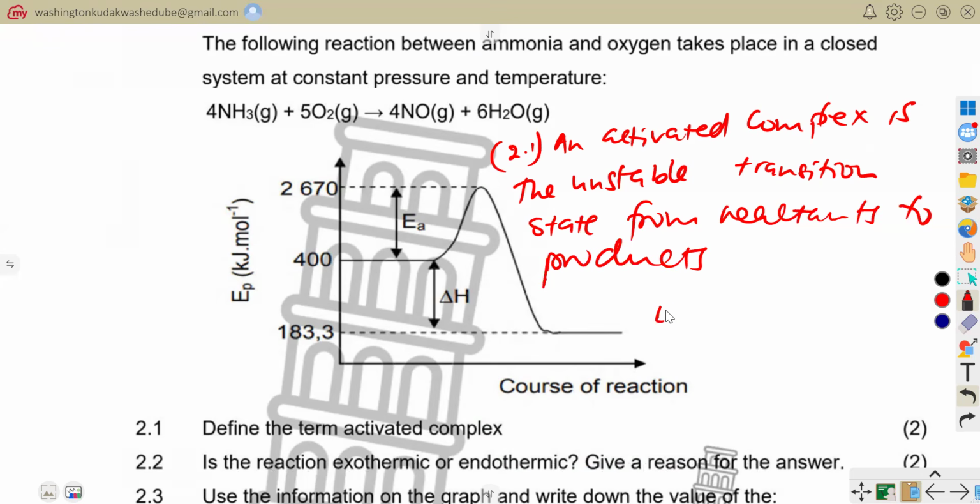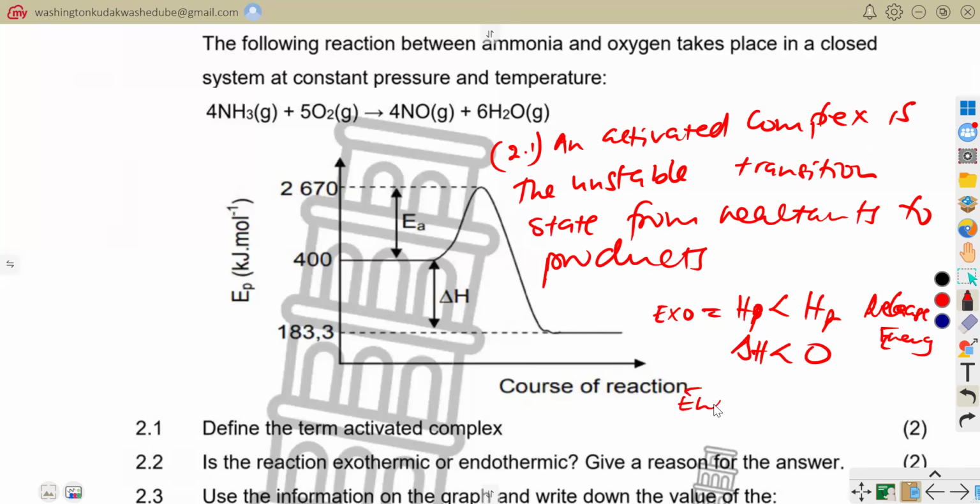So for an exothermic reaction, we know that the enthalpy of products will be less than the enthalpy of reactants, so that our heat of reaction, or change in enthalpy, will be less than zero, because here we emit or release energy. So here it would be releasing energy.